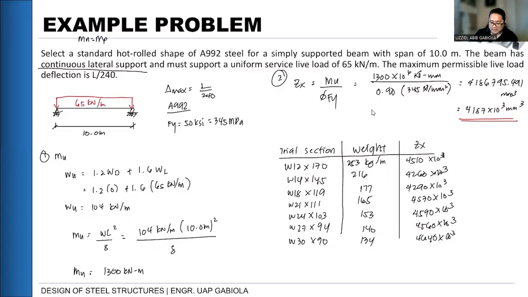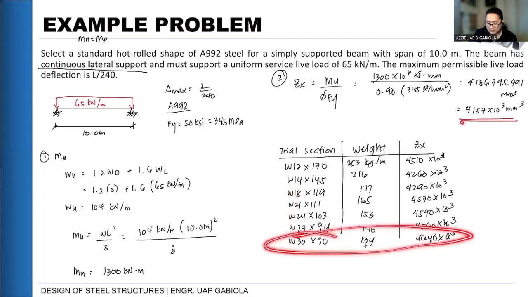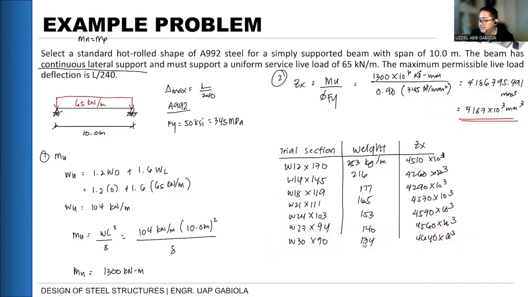Okay, so ito yung mga nalista ko. Okay? So, from the bottom, ito muna yung una natin i-check, pataas tayo, no? Kasi alam natin na ito yung lightest possible given yung ZX natin na yan. Okay? So, paano yung pag-check sa kanya?